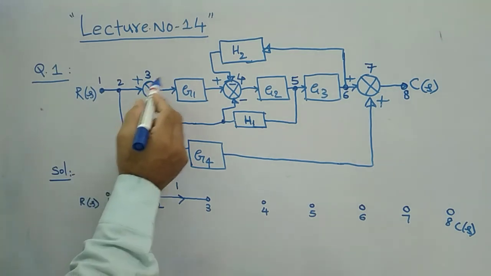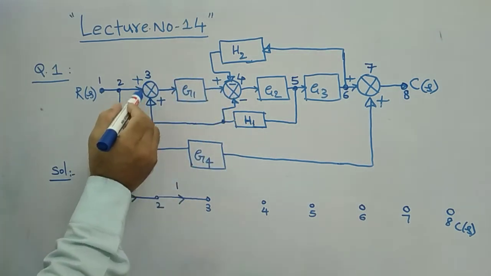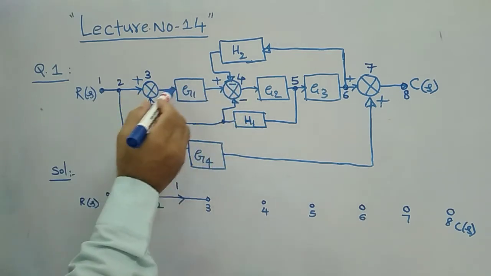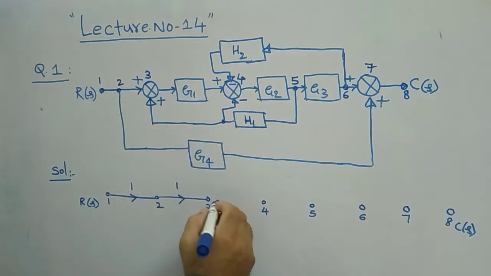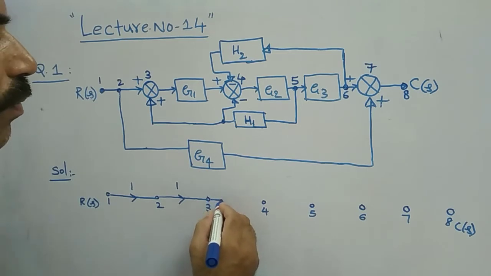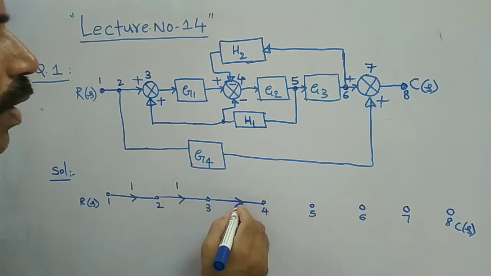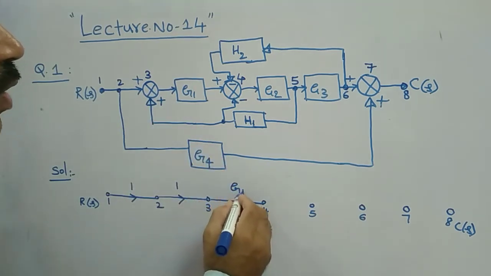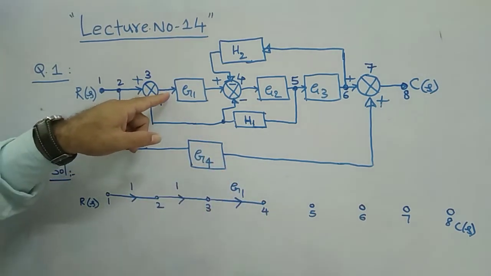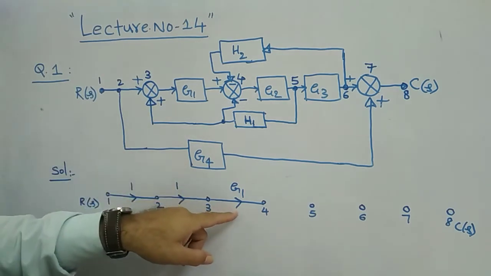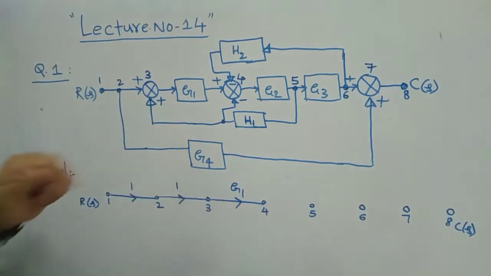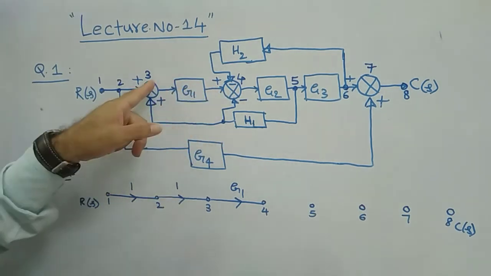Similarly, 3 to 4. 3 is this summer point, 4 is another summer point. Between 3 to 4, what is the gain available? It is G1. Therefore, between 3 to 4, you need to draw towards the forward direction, with gain G1. The gain is G1. Is it not? So it is going forward only. Therefore, you have to represent it with forward, and the gain is nothing but G1, between 3 and 4.